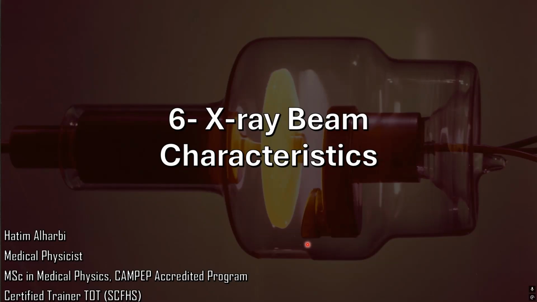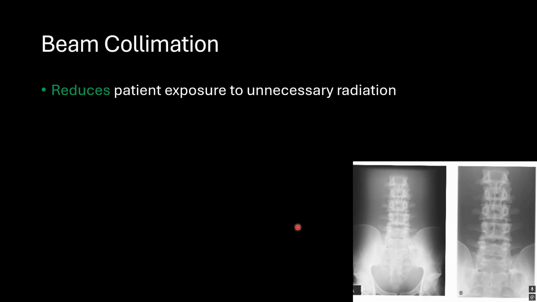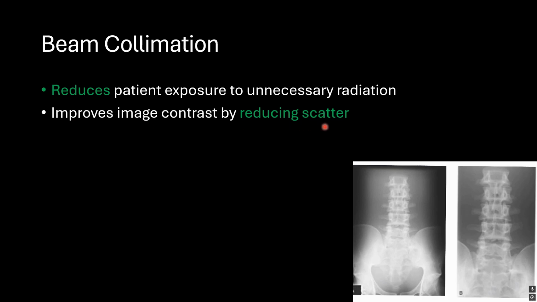Hello everyone, in this video we'll be talking about the X-ray beam characteristics. So first we'll explain the beam collimation. It reduces patient exposure to unnecessary radiation by collimating the X-ray beam into a smaller area. Improves image contrast by reducing scatter.